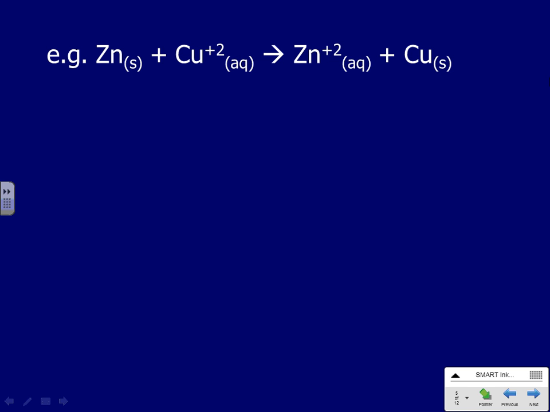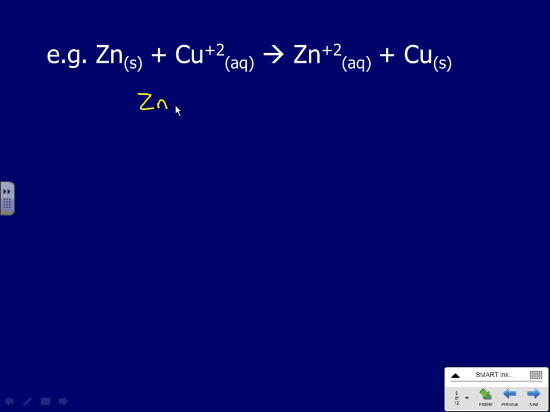So this is zinc solid in a solution of copper plus 2 ions. And we want to know whether this is going to result in a reaction. Really, this is the net ionic equation for a single displacement reaction. So let's break this down.